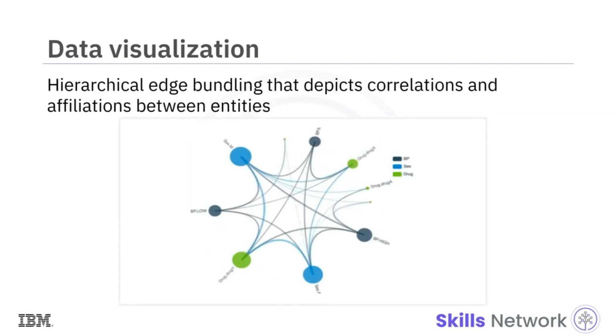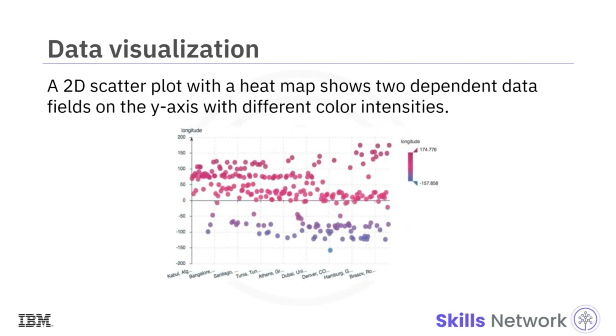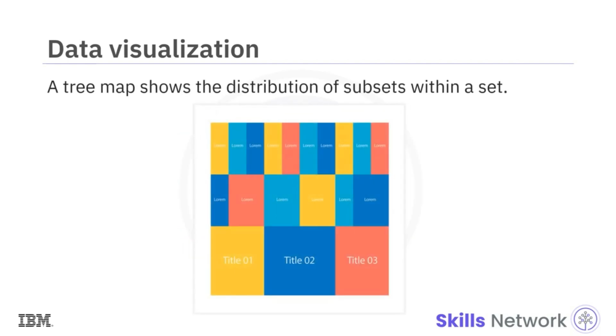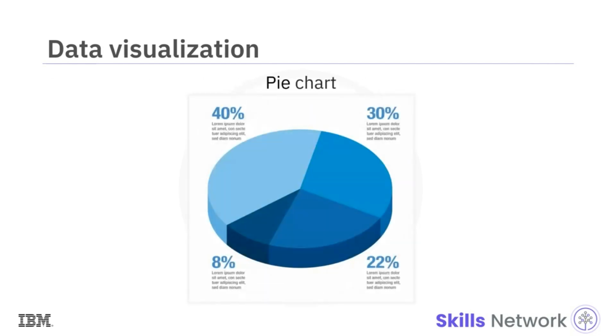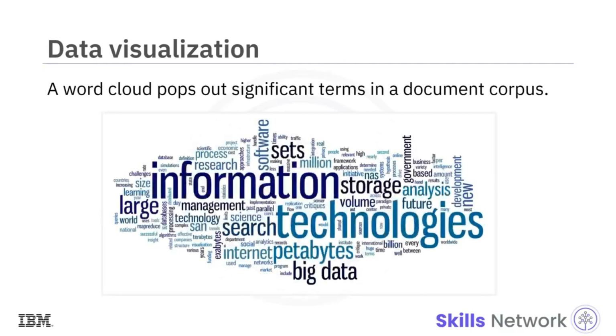Another data visualization is hierarchical edge bundling that depicts correlations and affiliations between entities. If sufficient, a classic bar chart can do the job as well. A 2D scatter plot with a heat map shows two dependent data fields on the y-axis with different color intensities. A tree map shows the distribution of subsets within a set. The famous pie chart does the same but in a non-hierarchical manner. And finally, a word cloud pops out significant terms in a document corpus.